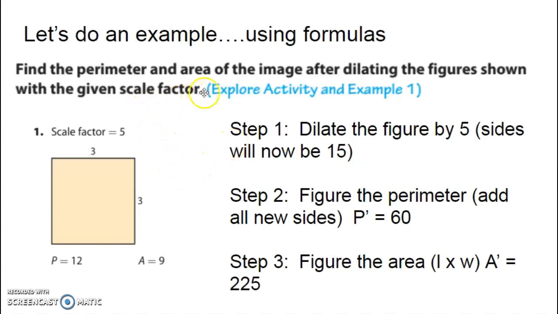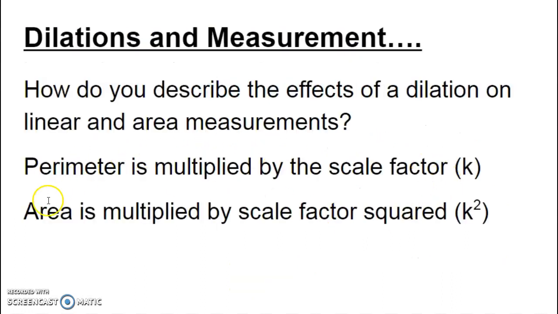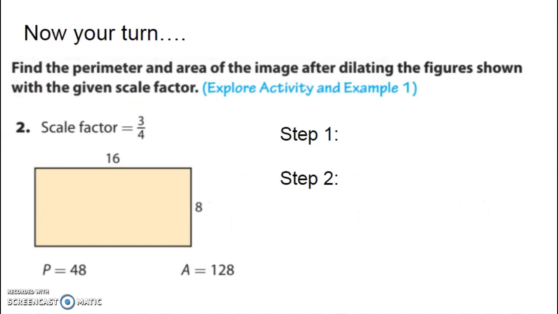So let's dilate the figure by the given scale factor of 5. Step 1, dilate the figure by 5. So the sides will now be 15 and 15. You can add those up, 15 plus 15 plus 15 plus 15, and you're going to get 60 for the perimeter of the new figure. For the area, it would be 15 times 15, which is 225. So you can do it that way, or you can do it using the rules. Let's do that.